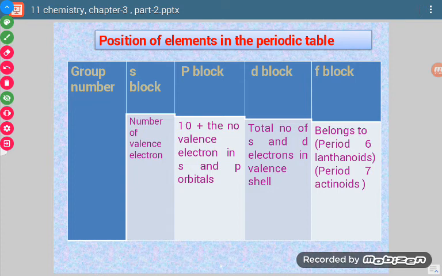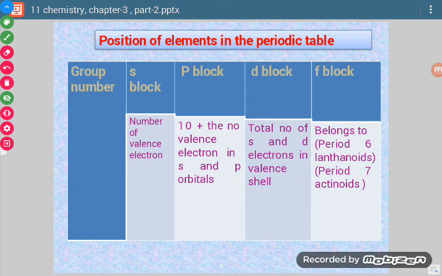Now the group thing doesn't exist for F block, because they have been taken separately. We can just tell to which period the element belongs, either lanthanide or actinide. If it is lanthanide, then the period number will be 6. If it is actinide, then the period number will be 7.